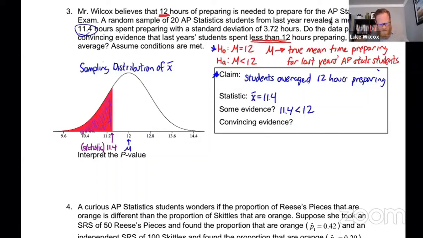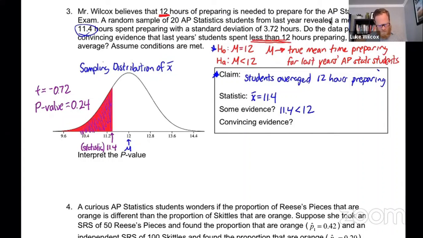So there are some calculations that need to be done here, but that's not the focus of this lesson. So I'm going to tell you that the calculator gave me a t-test statistic of negative 0.72, which means we're about 0.72 standard deviations or standard errors below the mean. And the calculator gave me a p-value here of about 0.24. So let's see if we can interpret that p-value here.